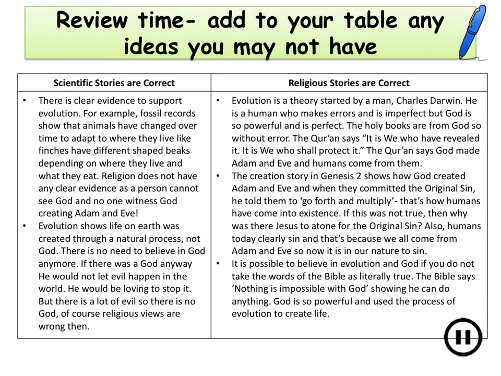On the other side of the argument, religious people may say that evolution is just a theory stated by a man, Charles Darwin. He's a human and humans make errors. They are imperfect, but God is perfect and powerful. The holy books are from God and are so without error. In the Quran it says, "It is we who have revealed it, and it is we who shall protect it." The Quran says also that God made Adam and Eve, and humans come from them.